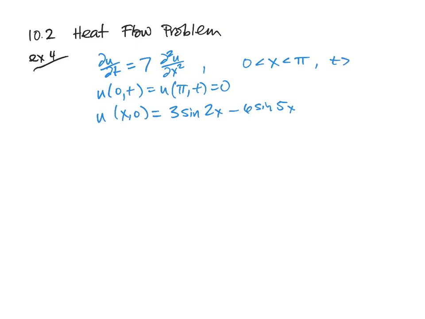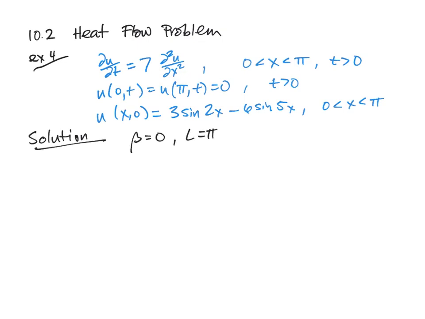Seems like a weird length for a wire, but when we've got sines in our problems, we know that that's going to make our numbers work out a little bit better. Our boundary conditions are for all t positive, and then our initial conditions are for all x between 0 and pi. So here's our solution. We have beta equals 7 in this case, and our L equals pi, just like we said.